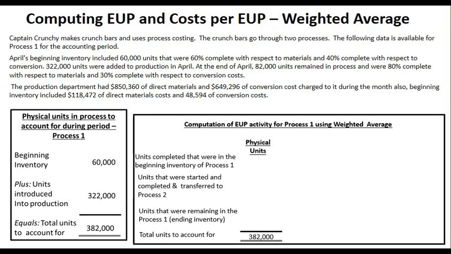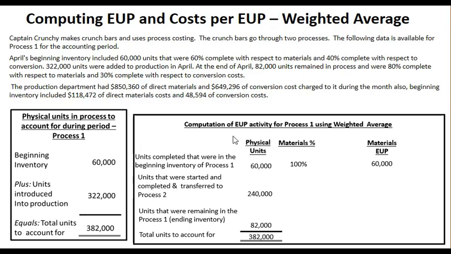Now again, when I want to compute my equivalent units of production, I have to determine what my physical inventory movement is in process 1. And remember, again, I have to account for 382,000 units. So I know I had 60,000 physical units in beginning inventory. I know also that I have 82,000 units in ending inventory, just like I had in my previous example for FIFO. And again, when I do the computation, that means I must have had 240,000 units that were started and completed during the month. So now I'm going to calculate equivalent units of production pretty much using the same process that I did for FIFO.